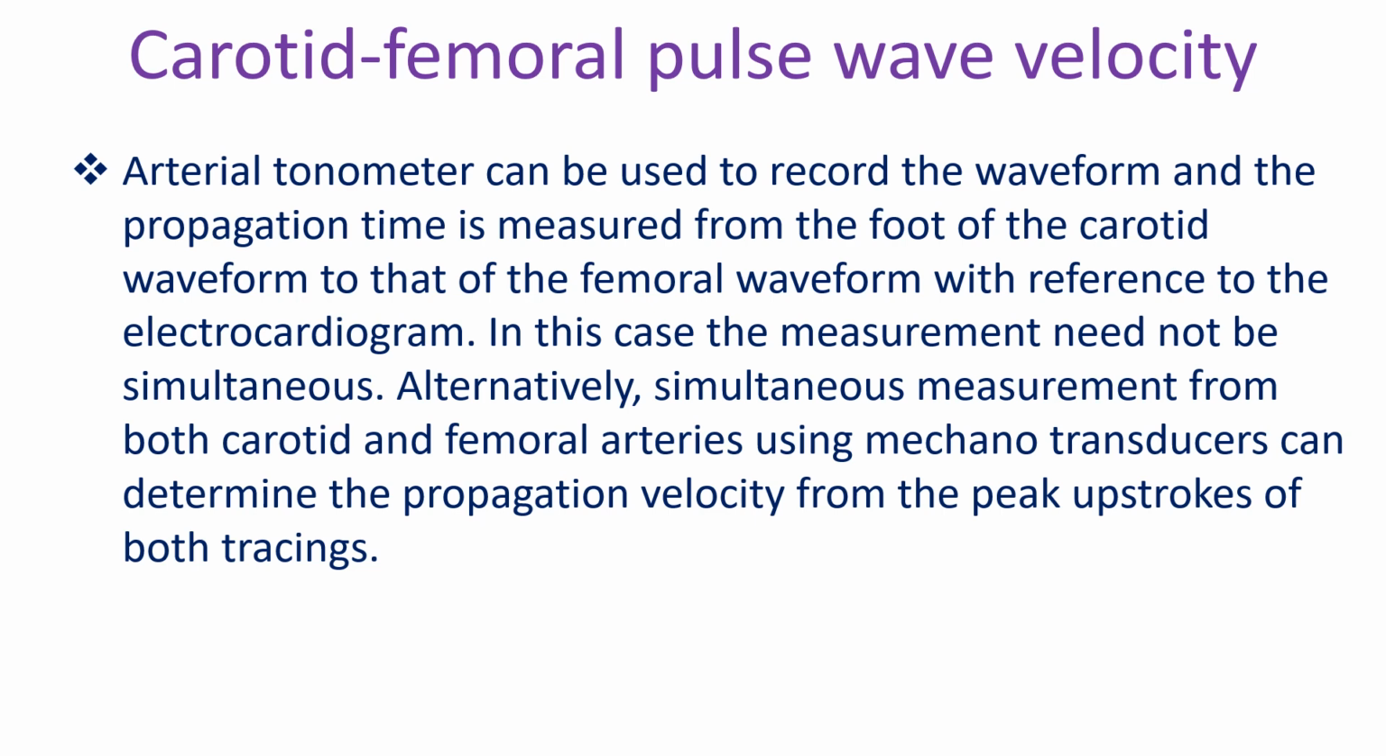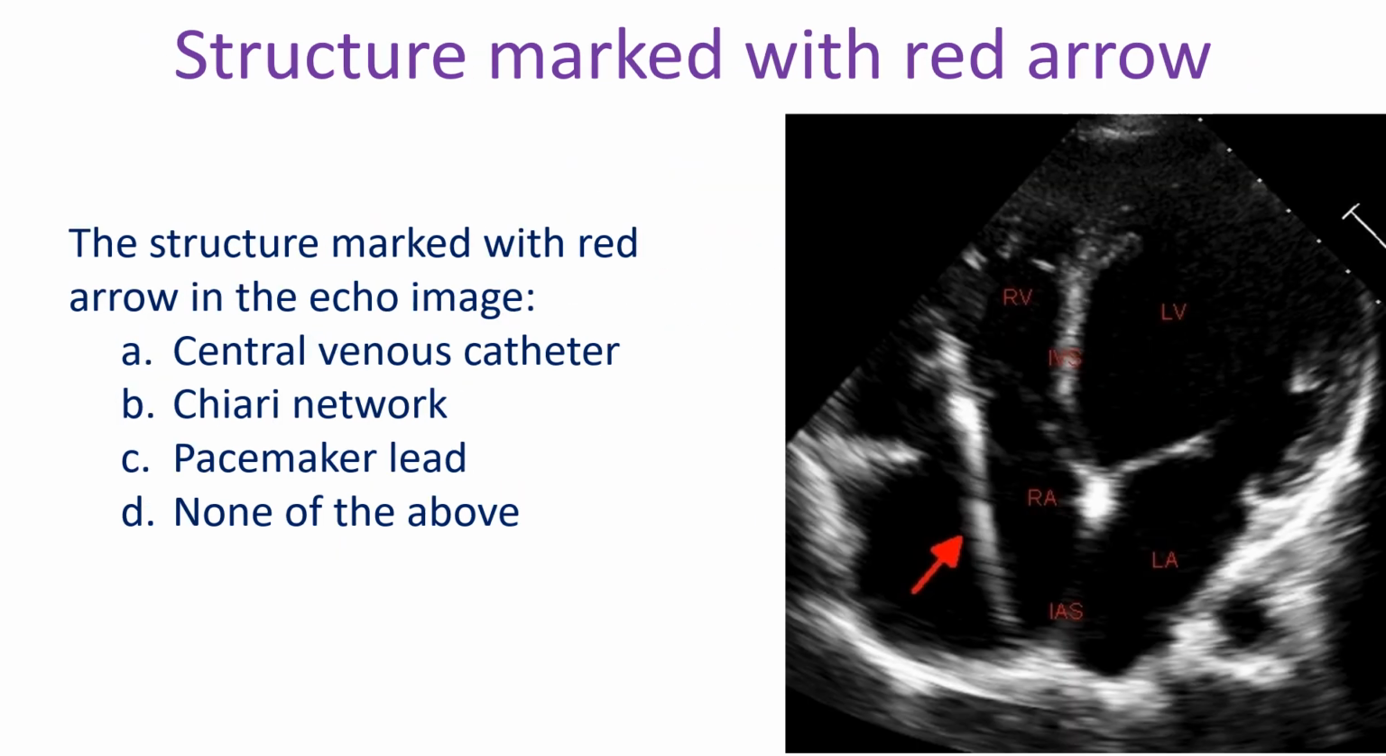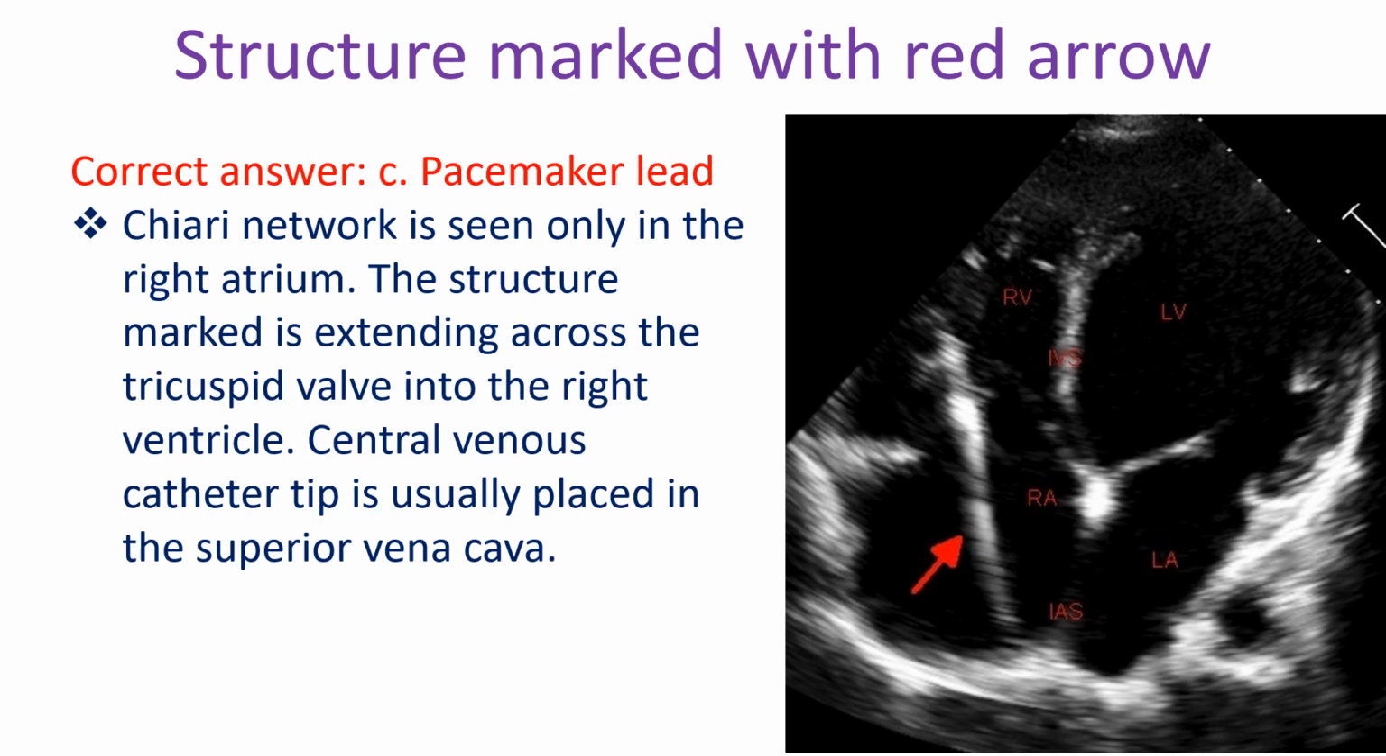The structure marked with red arrow in the echo image: A. Central venous catheter, B. Chiari network, C. Pacemaker lead, D. None of the above. Correct answer C. Pacemaker lead. Chiari network is seen only in the right atrium. The structure marked is extending across the tricuspid valve into the right ventricle.